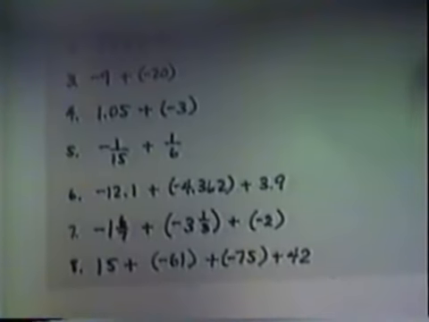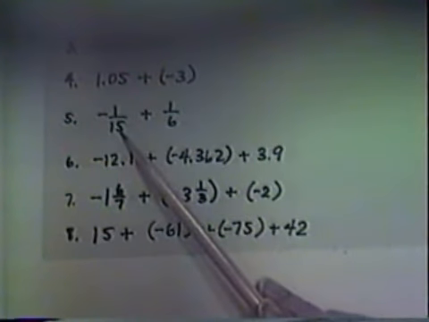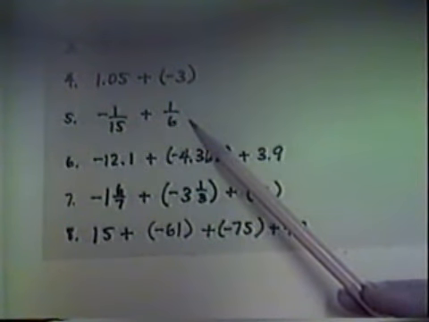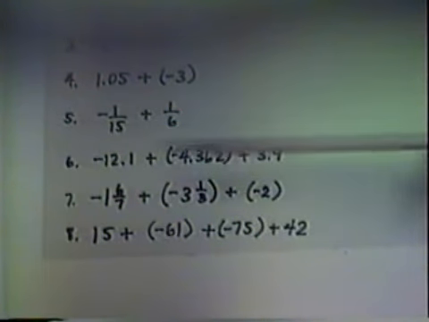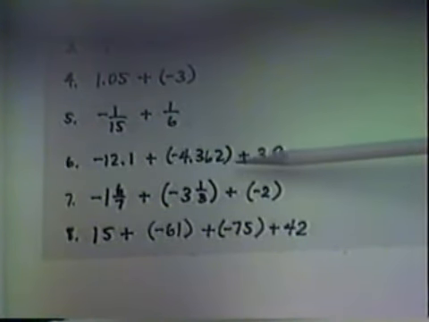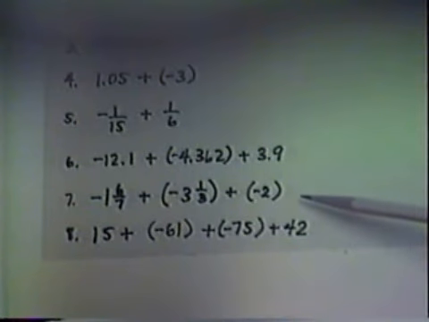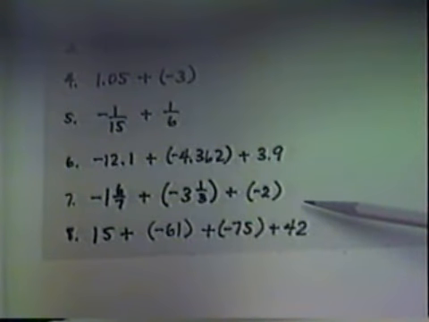Here are the remaining problems. Negative 1/15 plus 1/6. Negative 12 1/10 plus negative 4 362 thousandths plus 3 9/10. Exercise 7 is negative 1 6/7 plus negative 3 1/3 plus negative 2.